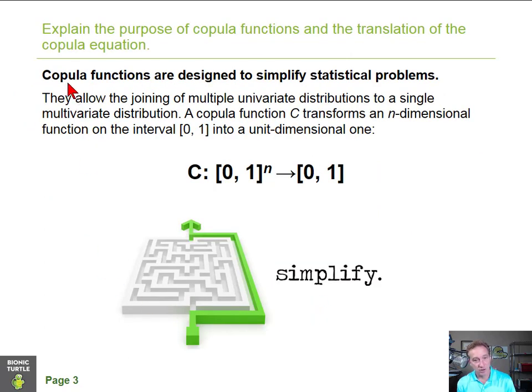So Copula functions are designed to simplify statistical problems. They allow the joining of multiple univariate distributions to a single multivariate distribution. A Copula function C transforms an n-dimensional function on the interval 0 to 1 into a unit dimensional one. So that's the first job of a Copula function, that it's simplifying a statistical problem.